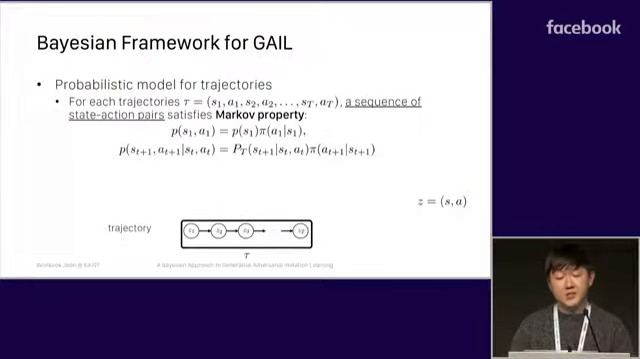For Bayesian classification, we first look at GAIL in a Bayesian framework described as follows. We first consider the trajectory, which is a sequence of state action pairs, and it can be easily shown that the sequence satisfies the Markov property. So if we denote a state action pair as a random variable z, the trajectory can be described as the graphical model below.